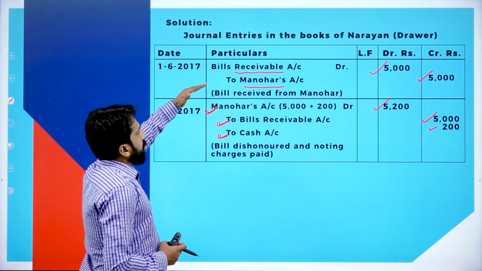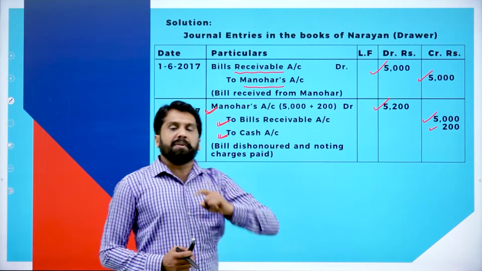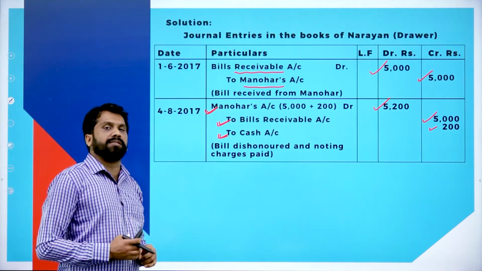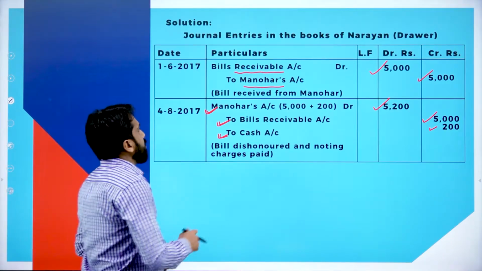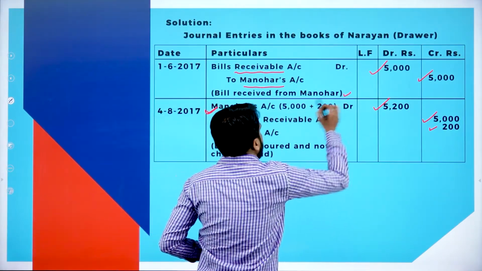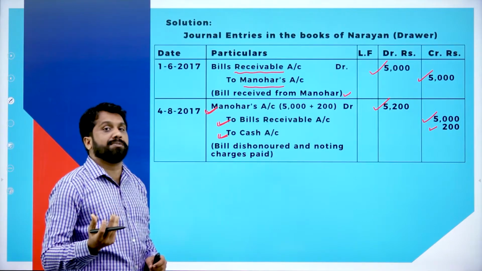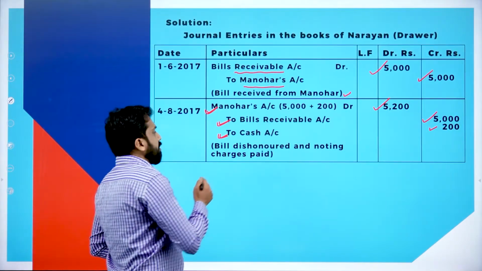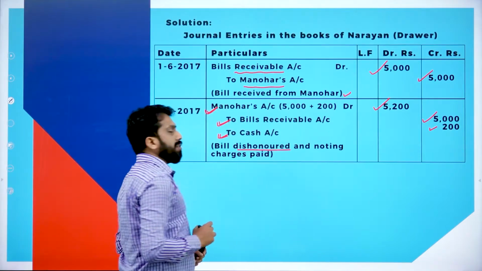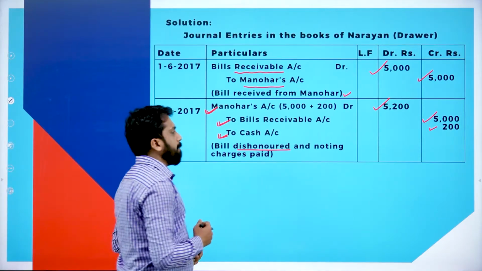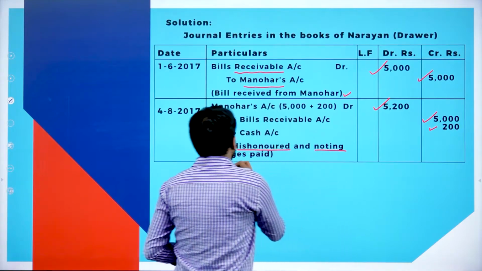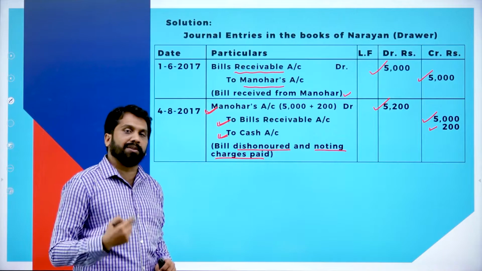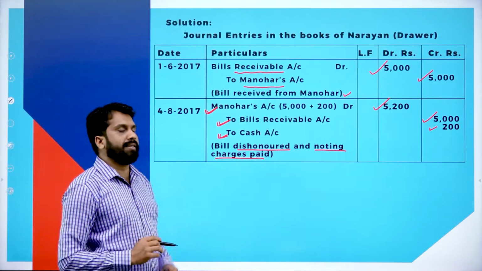Now, once the journal entry is done, remember you have to write narrations also. What kind of narrations do you have to write? Bills received from Manohar. Manohar means what? Buyer. From the buyer, the seller has taken bills. Bill dishonored. Dishonored means cheque bounced. And noting charges paid. Noting charges paid by whom? Seller, drawer itself. Clear? Yes.